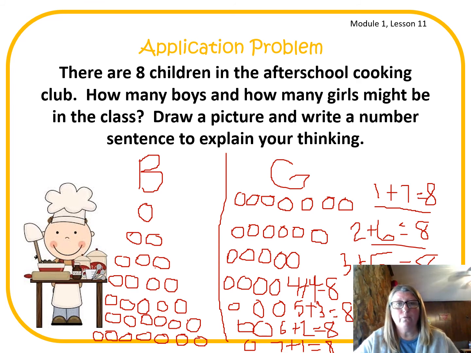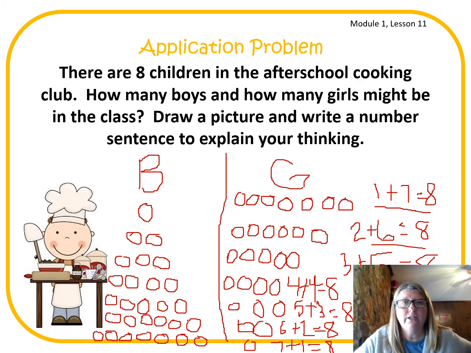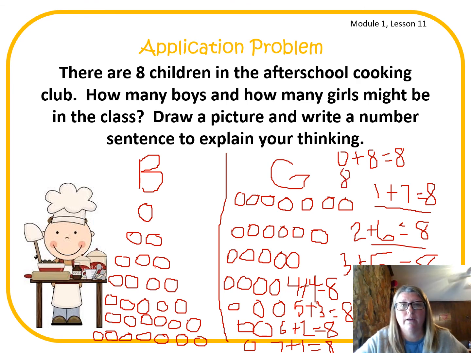So there's one that we did not do. Imagine there were no boys in the class. How many girls would there be? That's right, there would be 8. And that number sentence would be 0 plus 8 equals 8. And we could say if there were 8 boys in the class and no girls, there were 8 boys plus no girls equals 8. And again, that's a turnaround fact.